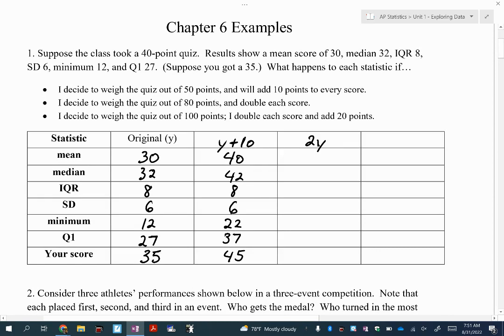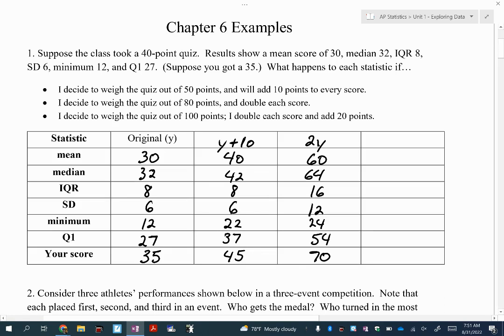All right, so for measures of center, those are going to double. So our new mean is 60. Our new median is 64. Now, here's the thing. Since we're multiplying all of our data values by a constant, the measures of spread will also change. So the IQR would be 16, the standard deviation would be 12. So that's the thing you need to know, the difference between the first scenario and this scenario. The minimum is also going to double, 24, quartile 1 is doubled, and our score is doubled.